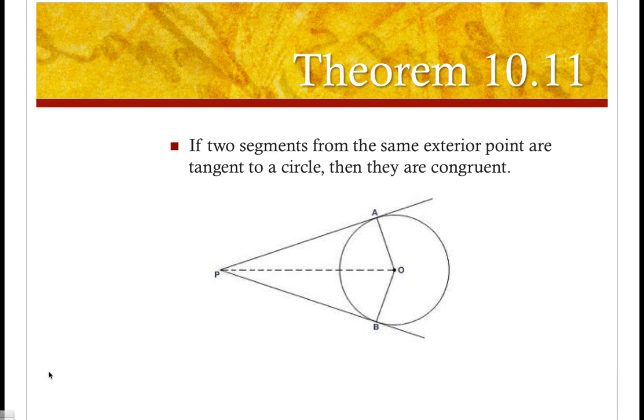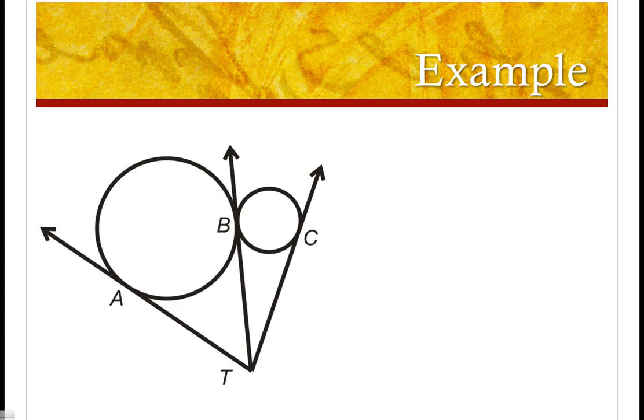Our final theorem tells us that if two segments from the same exterior point are tangent to a circle, then they are congruent. In this example, we have one exterior point here, and we have one line tangent to circle O, and we have a second line tangent to circle O. Since both segments are from the same exterior point, then this line segment is going to be congruent to this line segment.